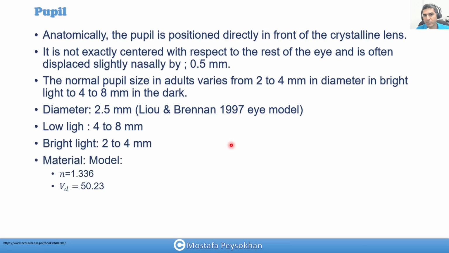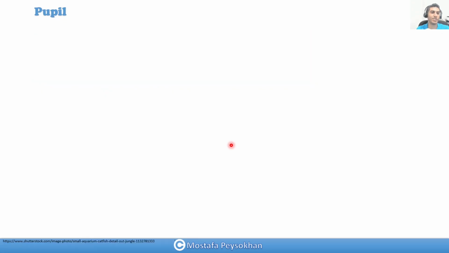And the material, because it's not just an empty hole with nothing in there, there is material inside. The material, as always, is pretty close to water. We have 1.336 for the refractive index and an Abbe number of 50.23. Human pupils are typically circular. There are a lot of papers that say no, it's not completely circular, it's an oval shape, but we consider it very close to a circular shape.